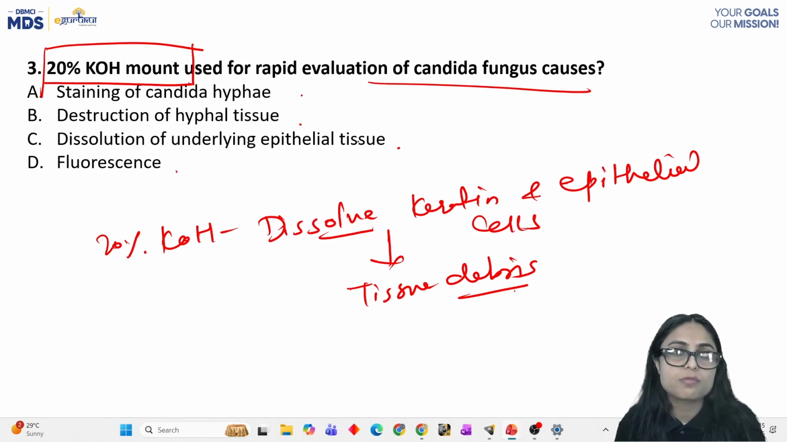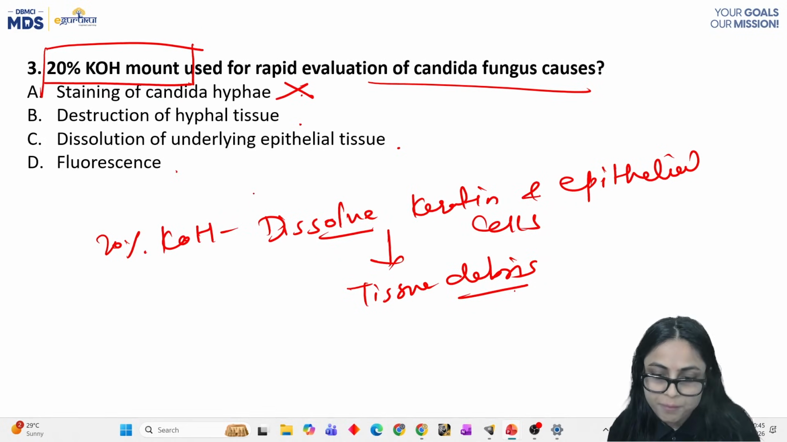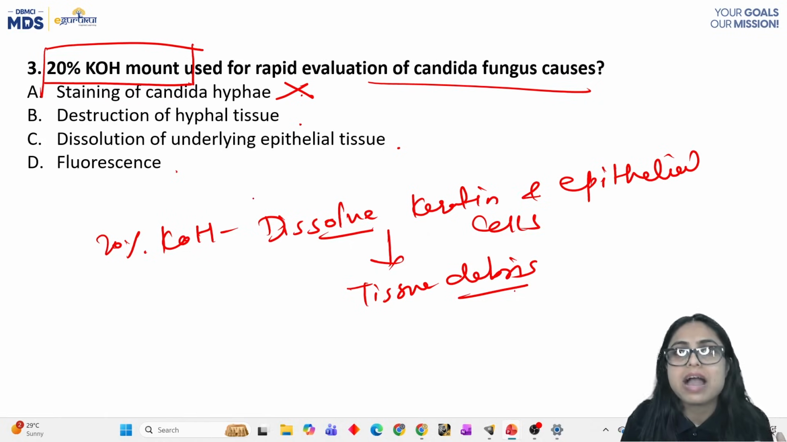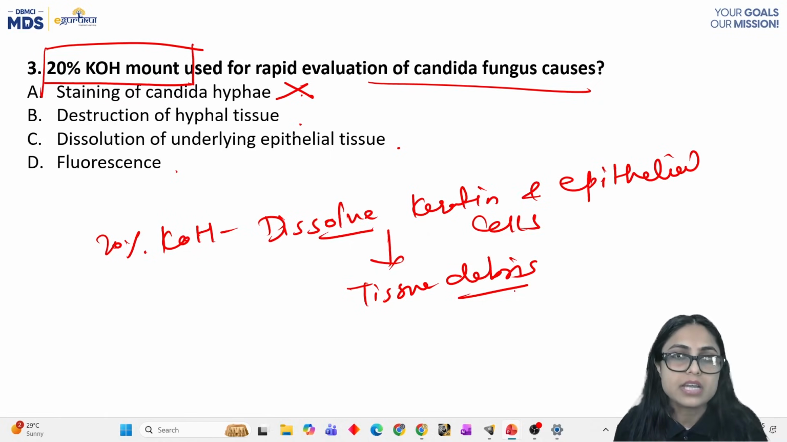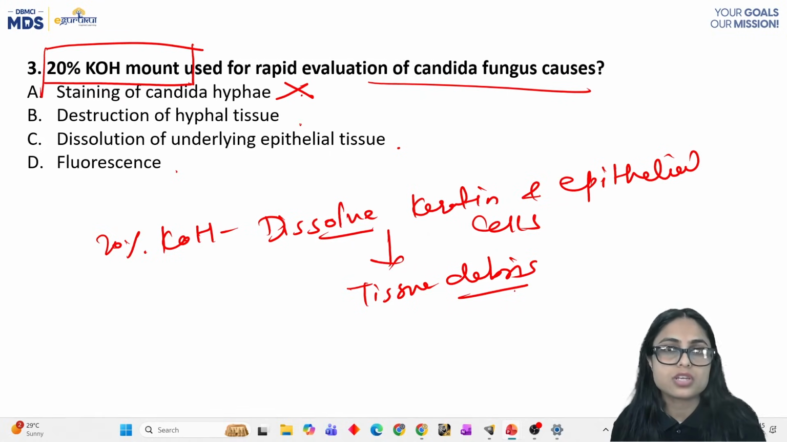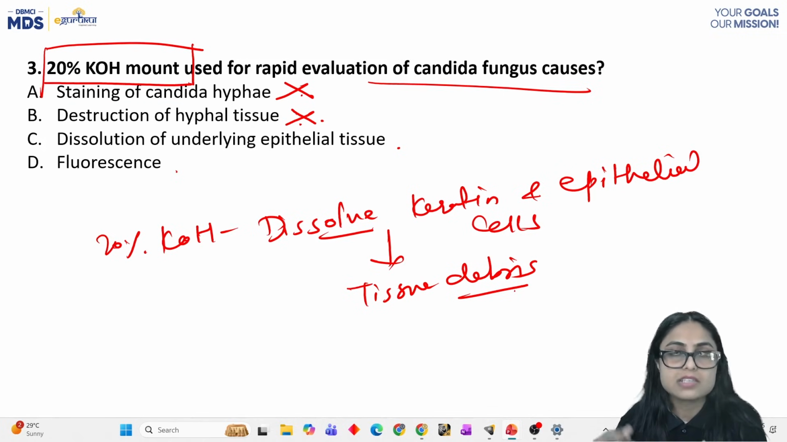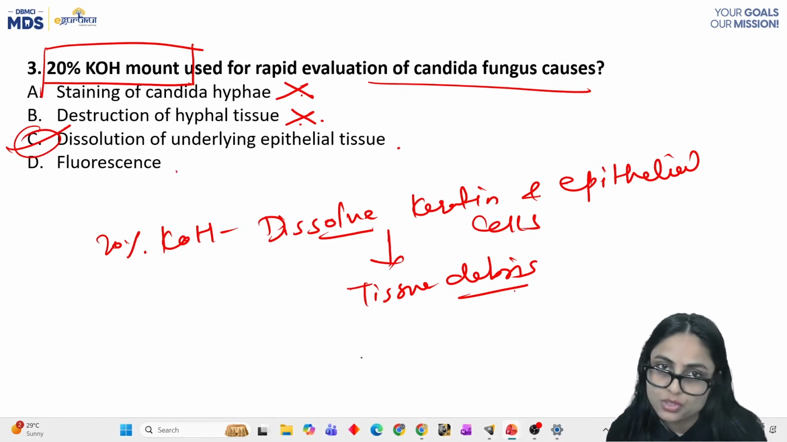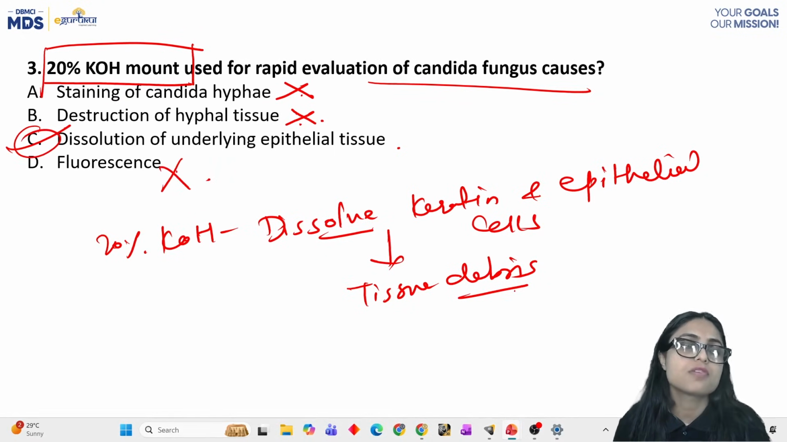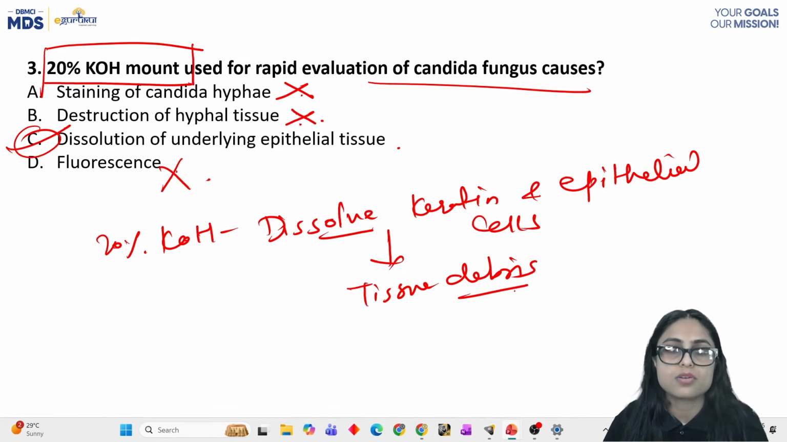So we'll go by the options. Staining of Candida hyphae: it does not stain the Candida hyphae, it only clears the background, the tissue debris. Destruction of hyphal tissue: no, it does not cause destruction, it makes the fungal elements remain intact by dissolving the tissue debris. C option, yes, it causes dissolution of underlying epithelial tissue. It does not cause any fluorescence.